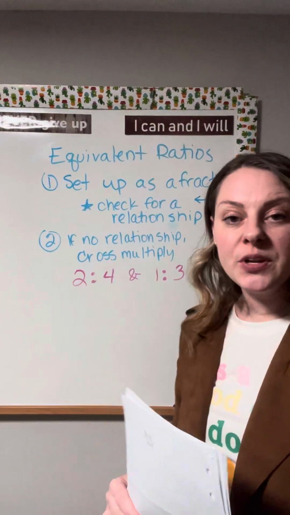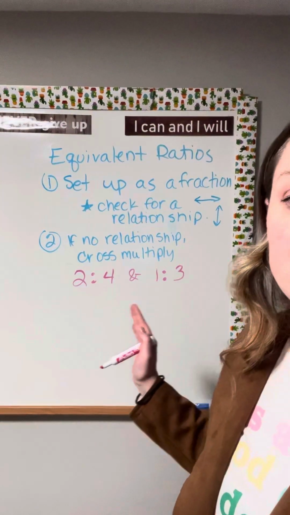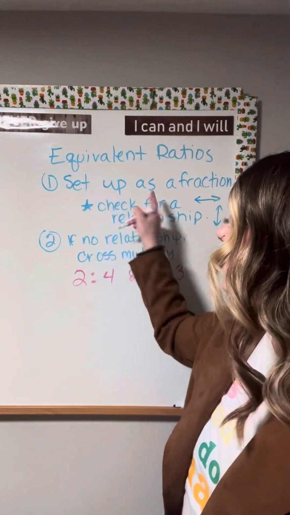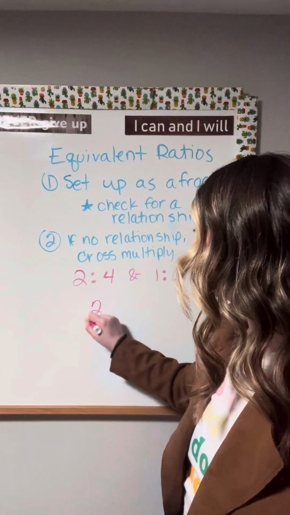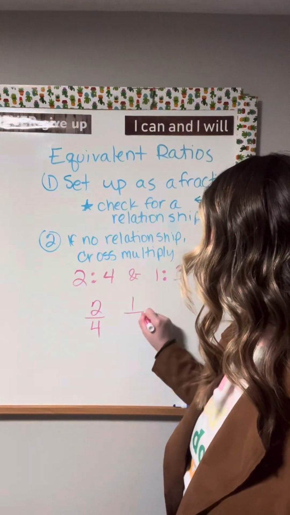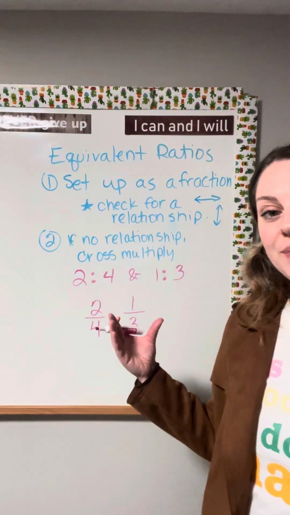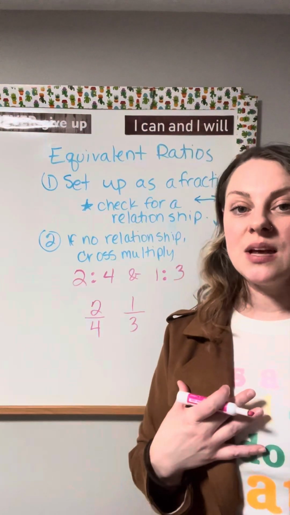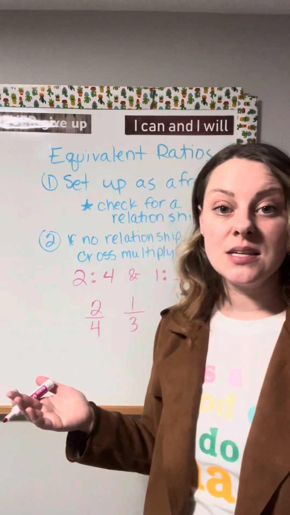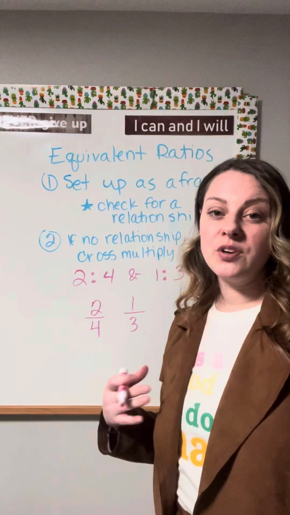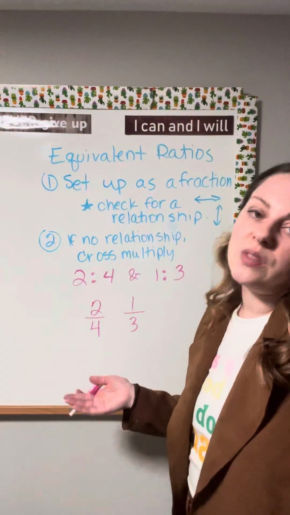All right, example number 3. I'm given my ratios like this, 2 to 4 and 1 to 3. So I'm still, number 1, going to set them up as fractions. And this is not the only way that you can solve equivalent ratios. It's just something that is helpful for me. It's just how I do it. I feel like it's quicker. I prefer to multiply than divide. So that's what it is for me.